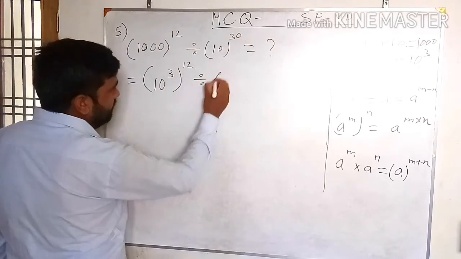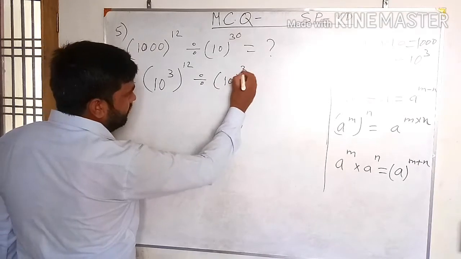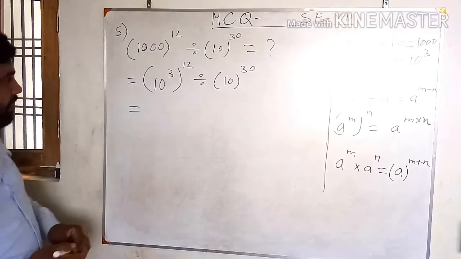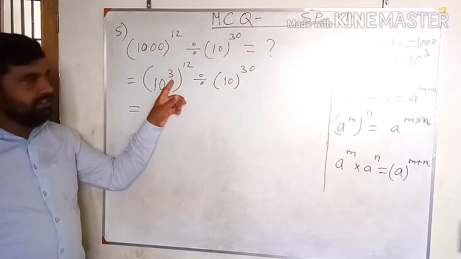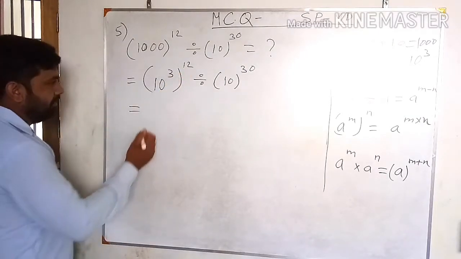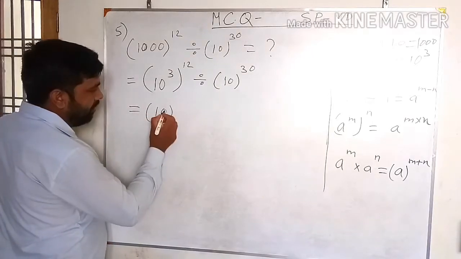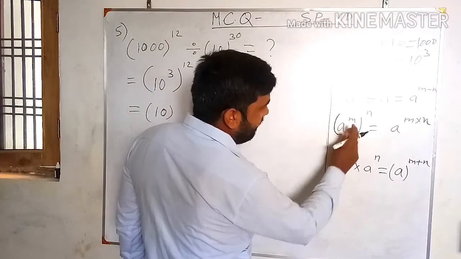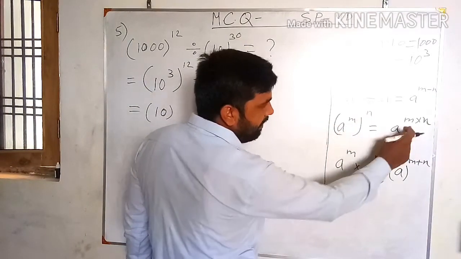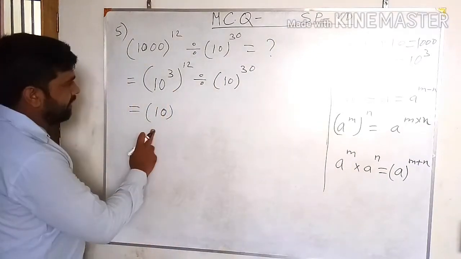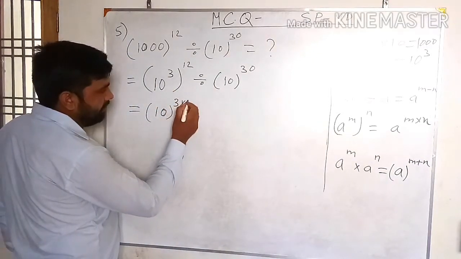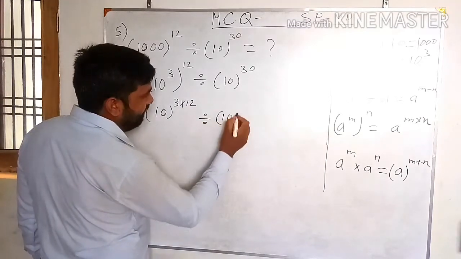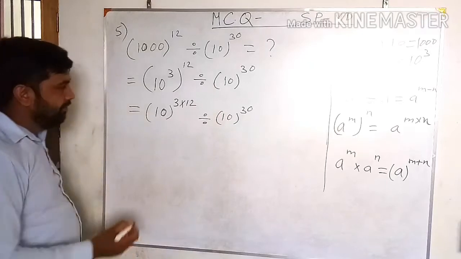Now divide by 10 to the power 30. Here we apply the power law. Over 10, two powers are raised, 3 and 12, so take the base common. The power law says (a to the power m) whole to the power n gives a to the power m times n. So take the base 10 common and multiply the powers 3 multiplied by 12, divided by 10 to the power 30.